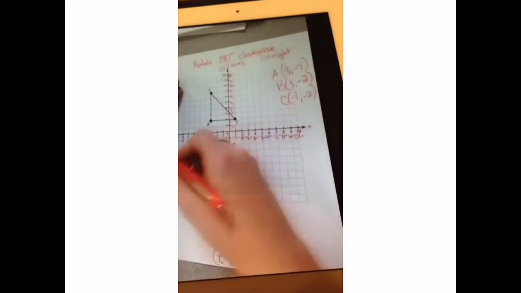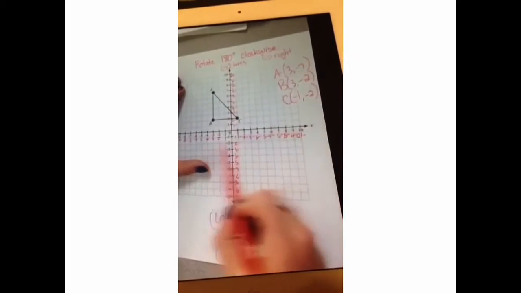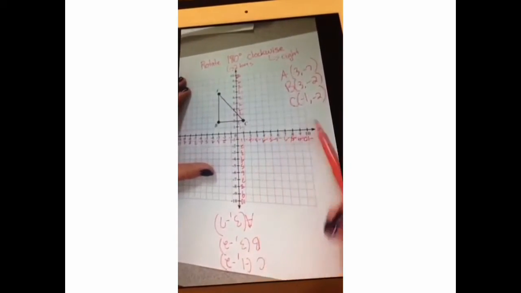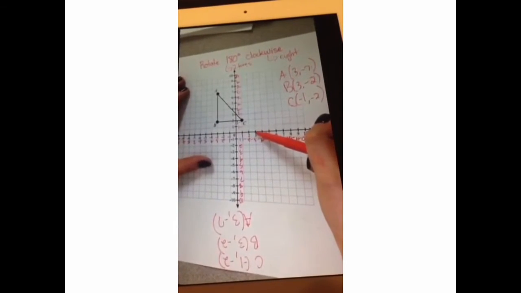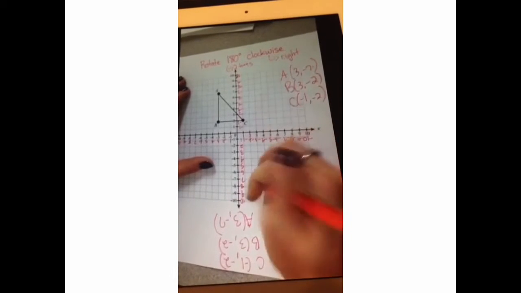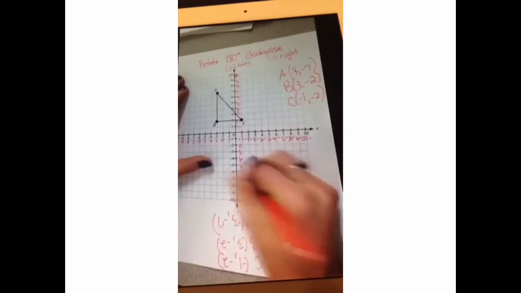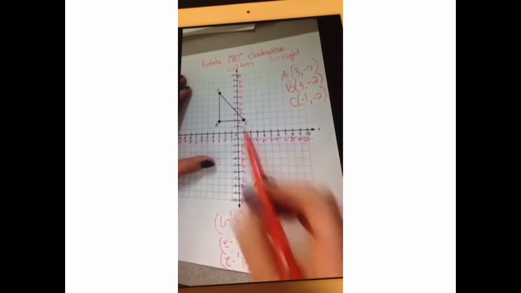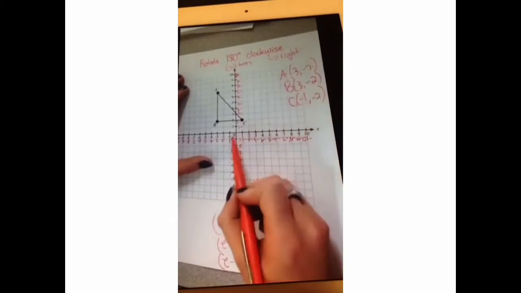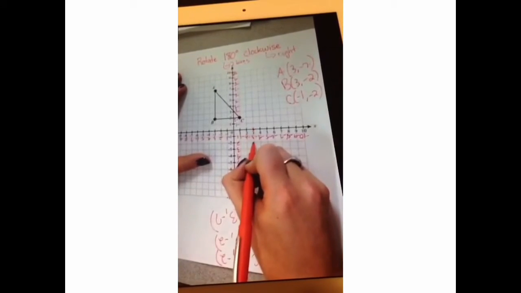So now I'm going to ignore all the numbers in red, and I'm going to plot the points on the original graph. So A was at 3, -7. So I'm going to go to 3 on my x value, and I'm going to go down to 7. And I'm going to label that A prime. Be very sure that you are labeling as you go, or you're going to get confused. B was at 3, -2. So I'm going to go to 3, I'm going to go down to -2.